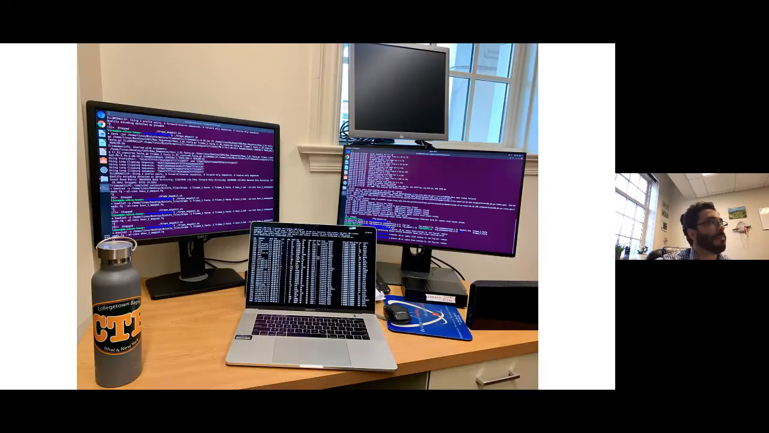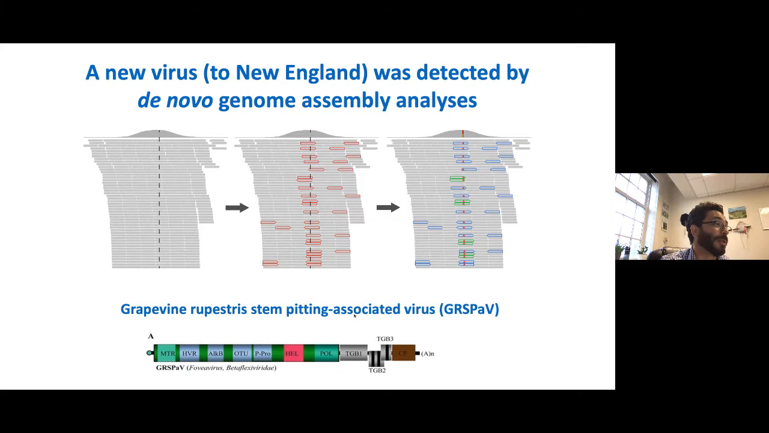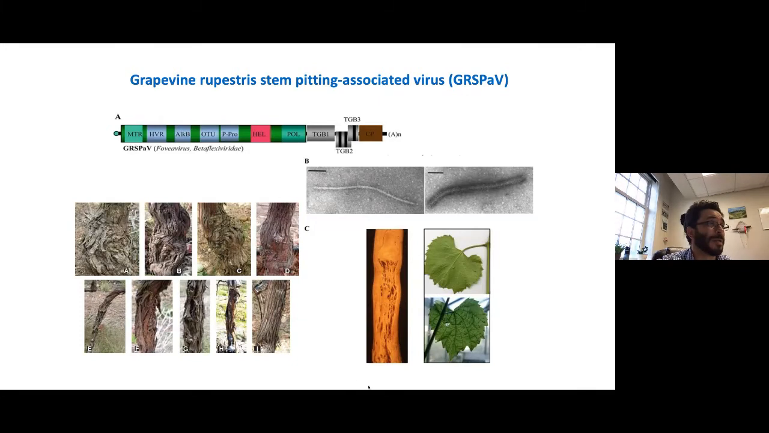Right, and after much computational biology, we found a new virus to New England, which is called the Grapevine Red Stampeding Associated virus. This is not a new virus per se, because it's pretty much found in every grape-growing region, but it was the first time detected in this region. And we looked at the literature, we saw all those very clear symptoms where we have those galls being formed. And looking back, I have seen many plants in our region having the same problem.